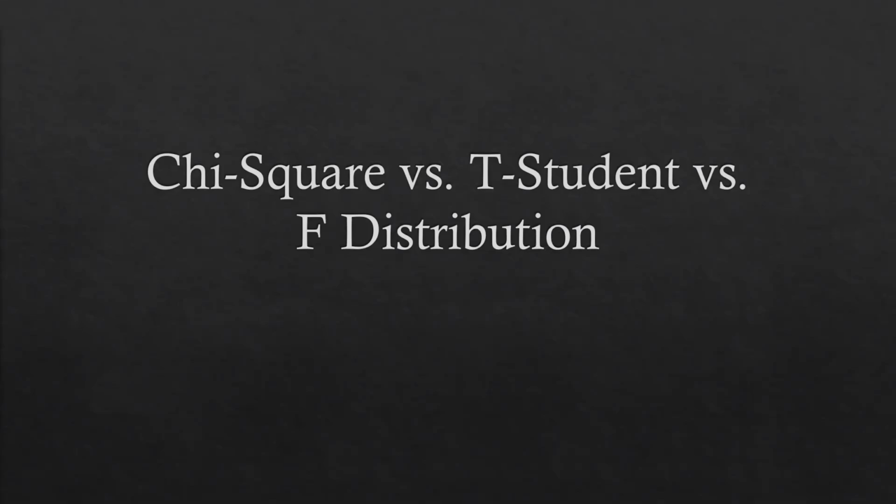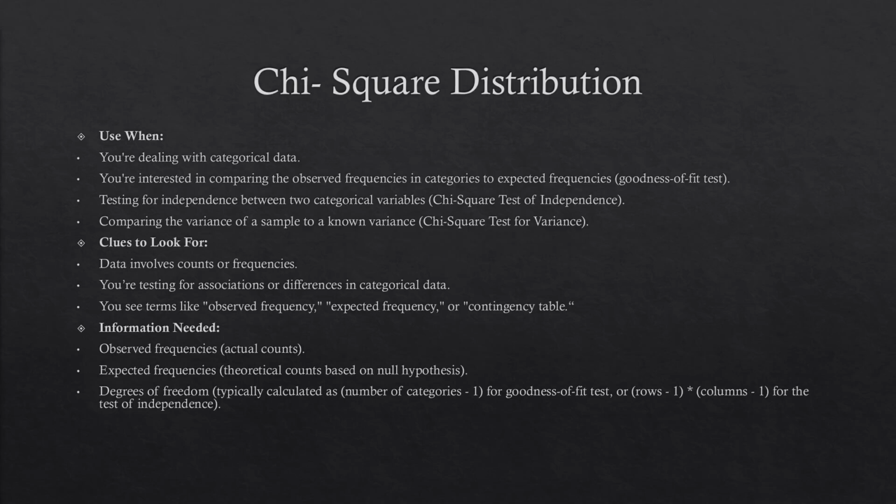So today we're talking about the chi-square versus t-student versus F distribution and when to use each of them. The first one we're going over is the chi-square distribution, and we want to use this distribution when you're dealing with categorical data. This categorical data can be either two things, nominal or ordinal data, where nominal data are named and have no inherent order.